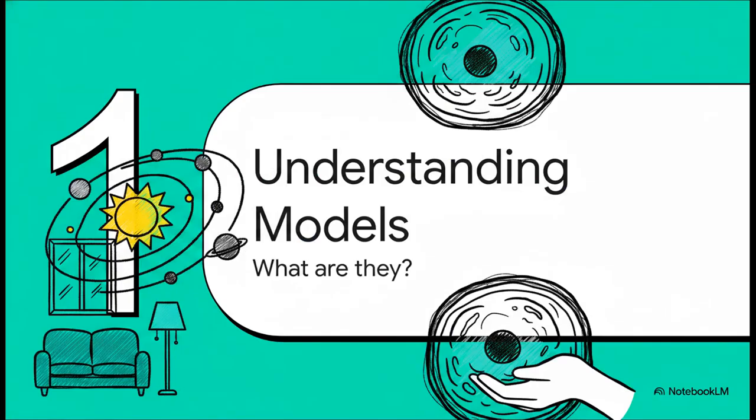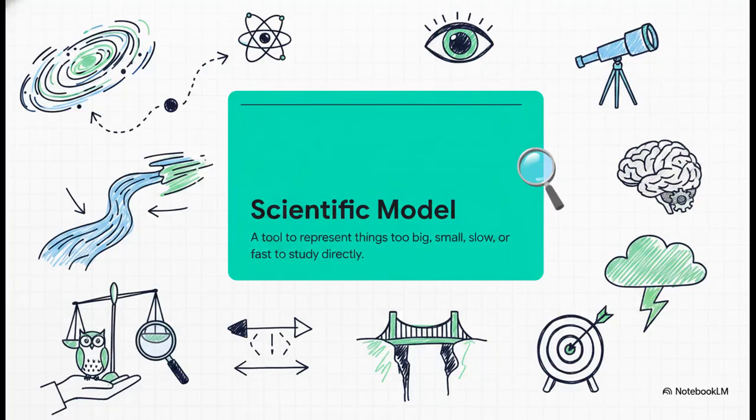All right, part 1, understanding scientific models. I want you to imagine, just for a second, trying to study the entire solar system all at once, right there in your living room. Or, on the flip side, trying to hold and observe something as unbelievably tiny as a single human cell. We literally just can't do it without some help. And that is exactly where a scientific model comes in.